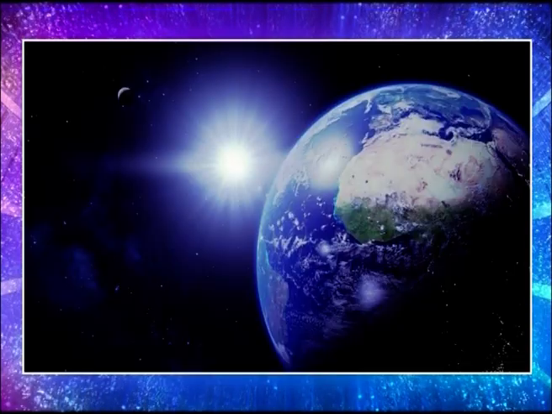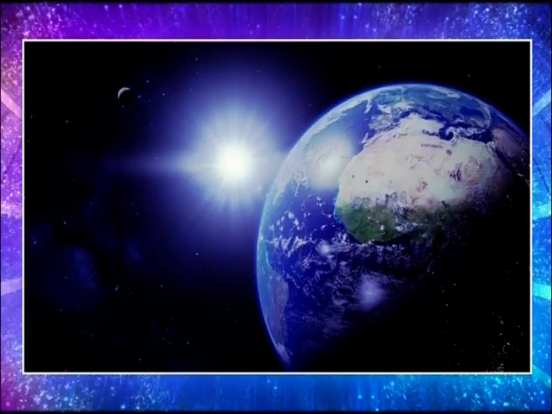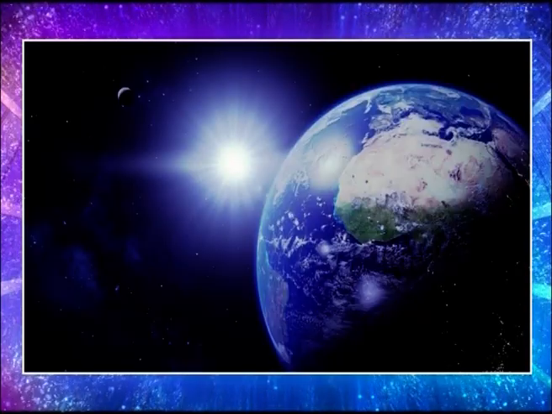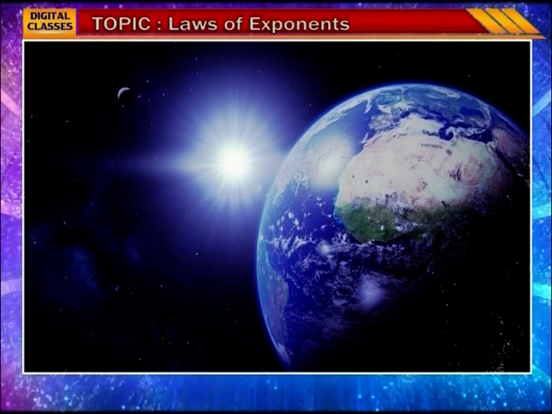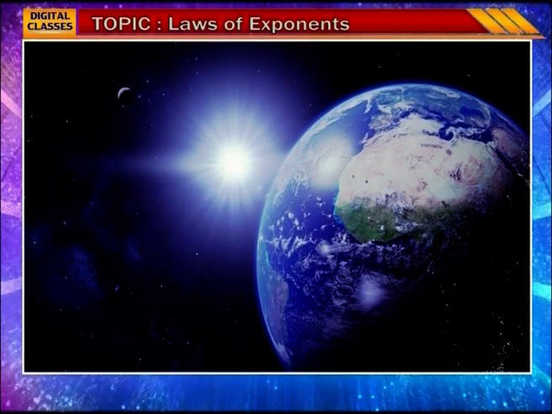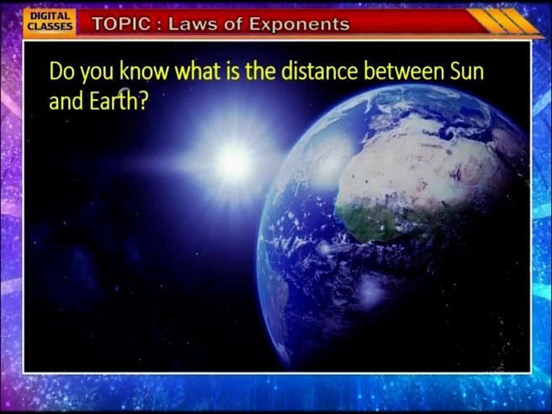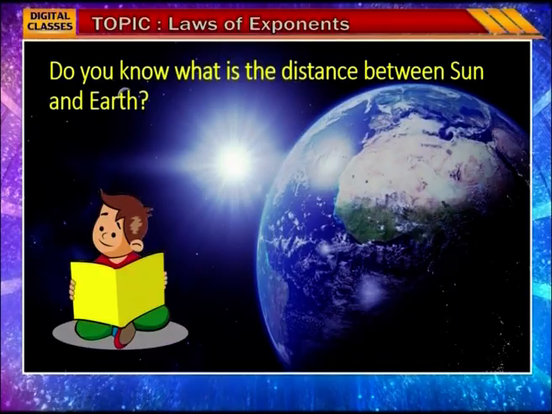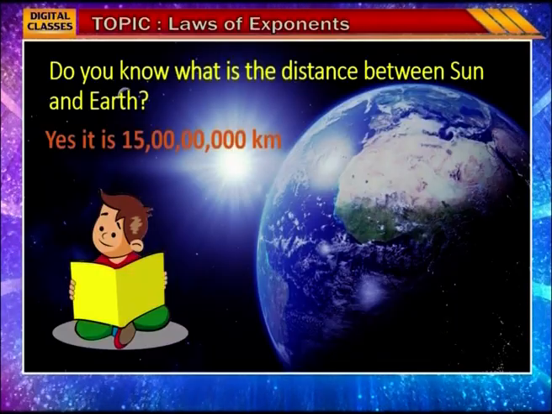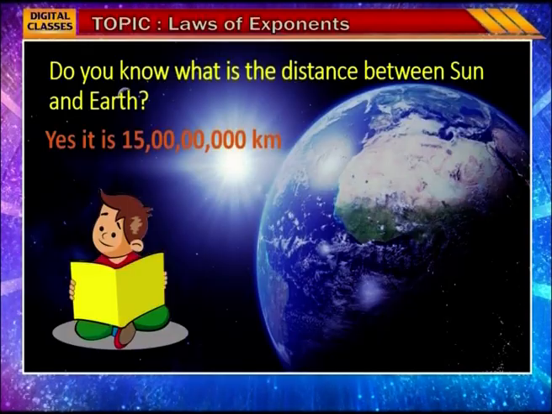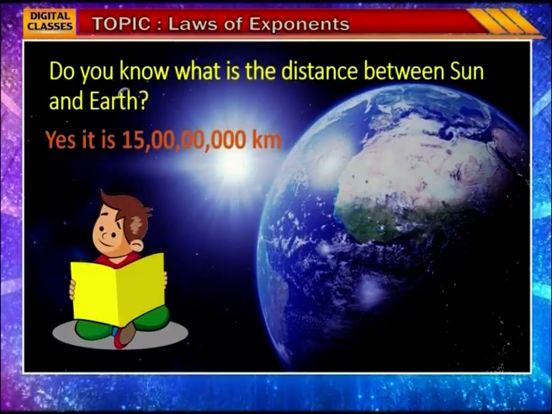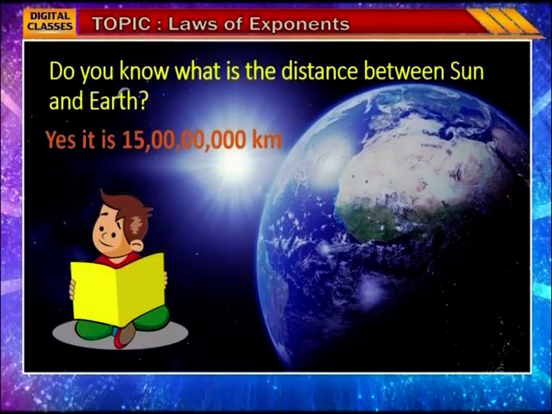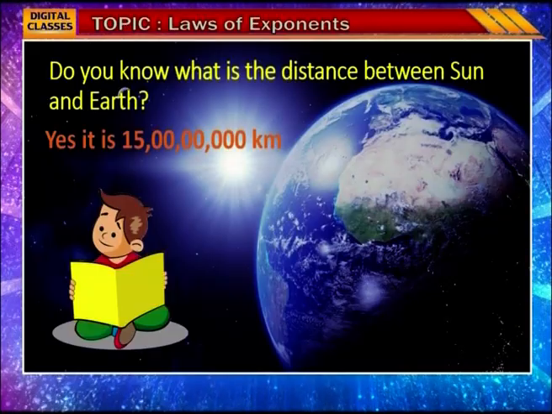Look students, what you are seeing here on the screen. What is this? Yes, you are right. This is the earth. And what are you observing? The sun also. Do you know what is the distance between the sun and the earth? Think carefully. It is 15 crore kilometers. See how long this number is. How can we write these numbers?